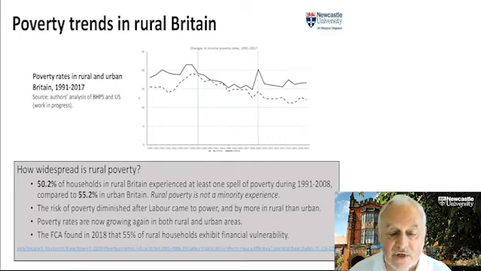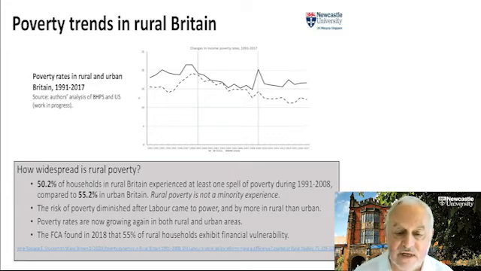Now, in my own research, I've looked at the British Household Panel Survey, which follows the same households every year. So you can see people moving in and out of poverty. You can try and understand what are the factors leading to their poverty or their escape from poverty. One of the most interesting things is that you can see whether people have ever been in poverty during that period. During that period, 1991 up until the financial crisis in 2008, half of the households in rural Britain experienced at least one spell of poverty, 50.2%.